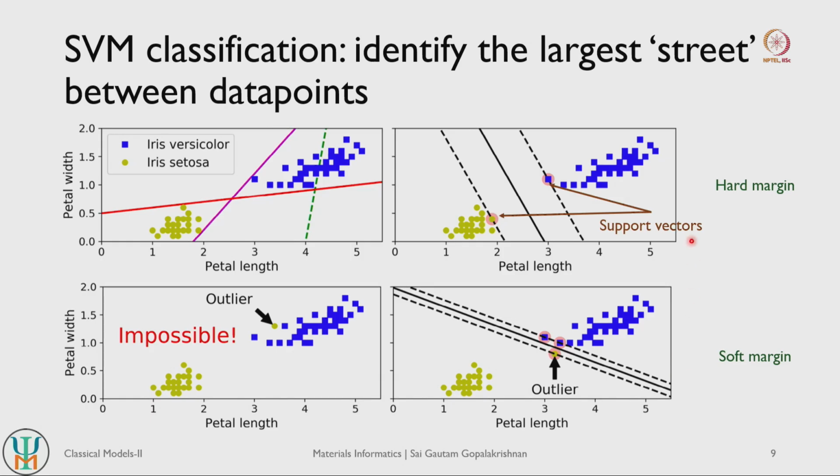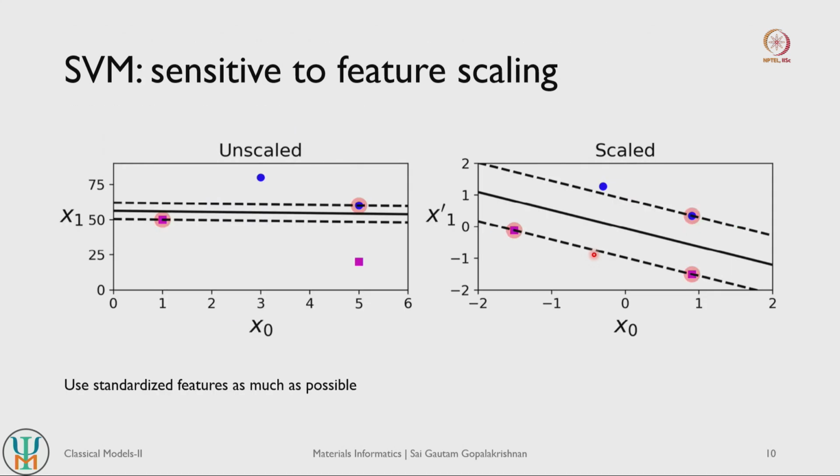So support vector machine can do both hard margin classification as well as soft margin classification, and in both cases it will try to draw as wide a street as possible, or identify as large a street as possible. Just like k nearest neighbors, support vector machine can also be quite sensitive to feature scaling. So let us say you take a set of unscaled features here. You have blue data points that are separated out here, and then purple data points that are separated out here, but let us say using unscaled features you are able to draw a very narrow street here.